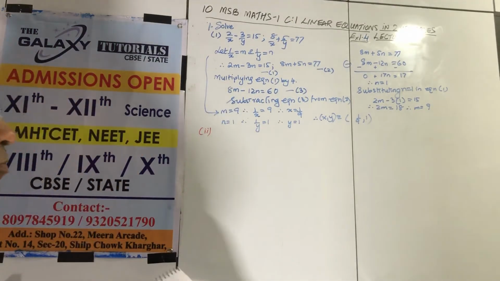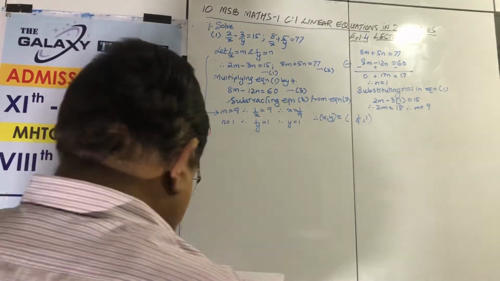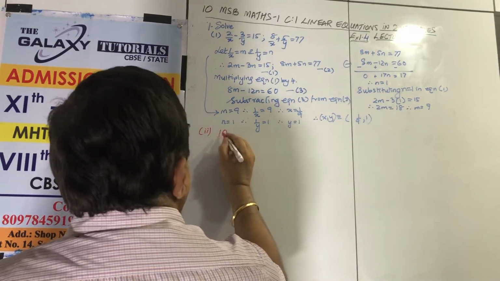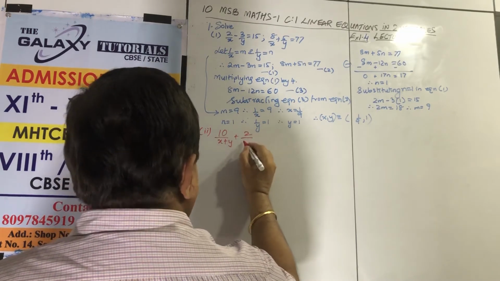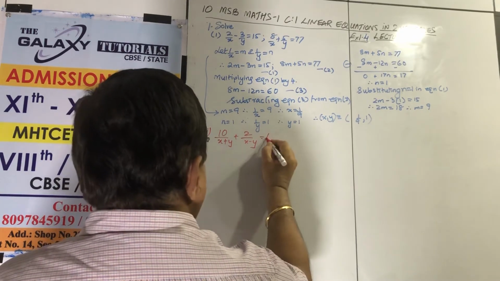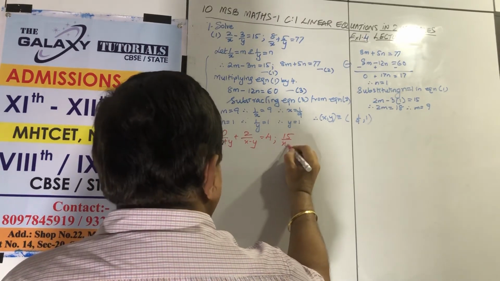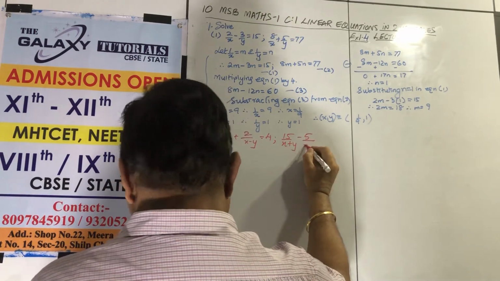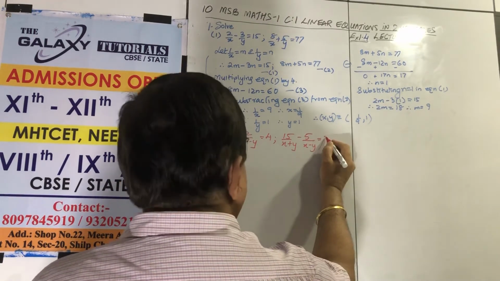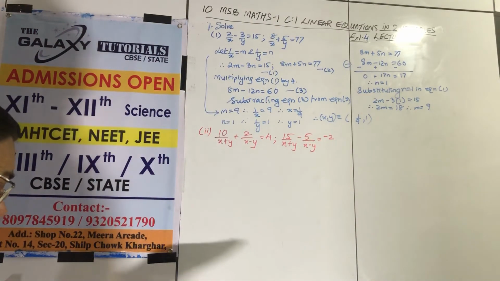In the second sum, which I have, 10 upon x plus y plus 2 upon x minus y is 4. And second one, 15 over x plus y minus 5 upon x minus y is minus 2. This is the equation given to me, my friends.